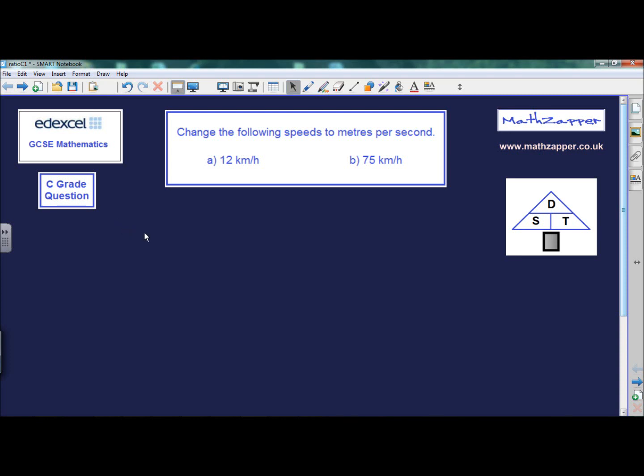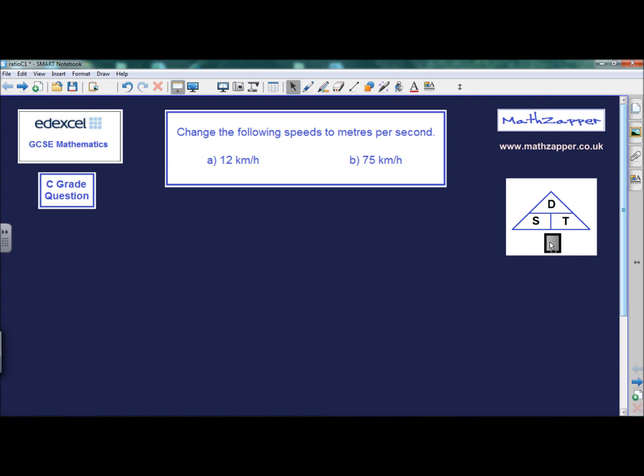Edexcel GCSE Mathematics. This is an example of a C grade question. We're told to change the following speeds to meters per second: A, 12 kilometers an hour, and B, 75 kilometers an hour. Over to the right there's the time, distance, speed triangle, and let's just recap how it works.